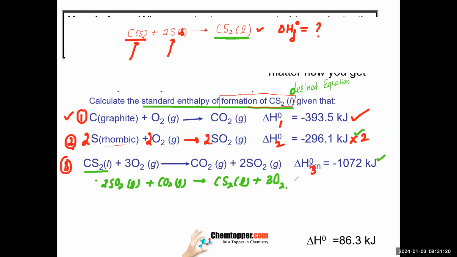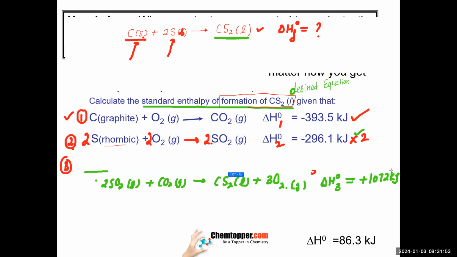And what happens to delta H reaction? Delta H naught 3, what happens? The sign will get flipped. Exo will become endo, endo will become exo. The value, the magnitude, will not change: 1072 kilojoules. Is it okay, children? Does anyone have any problem? Because we are going to do 3-4 questions based on it. If you have any problem, do let me know. So I flipped equation 3.